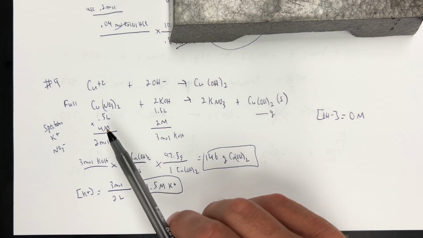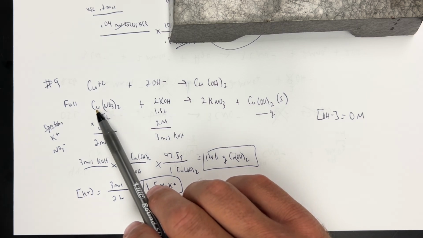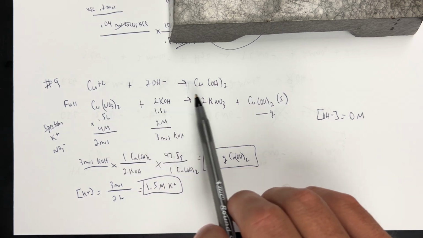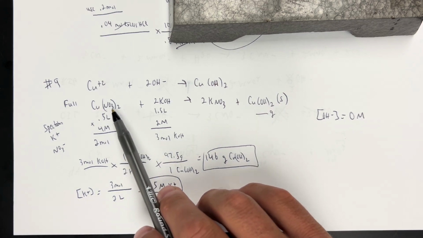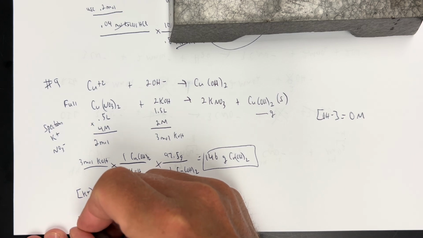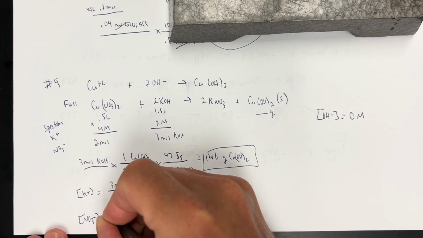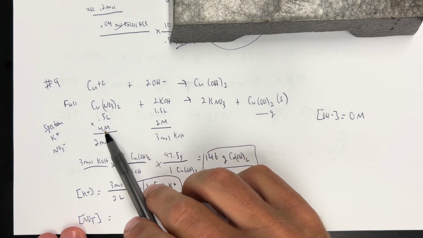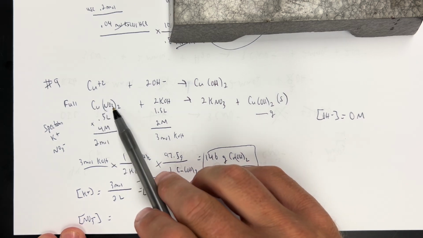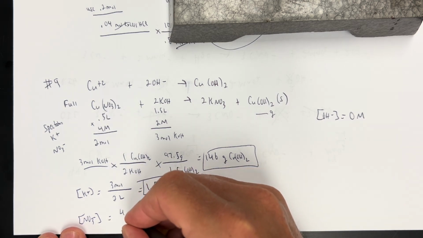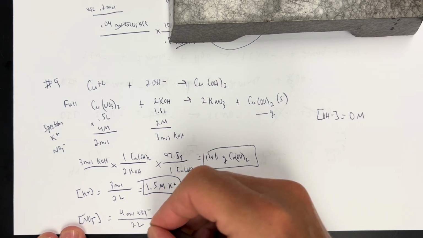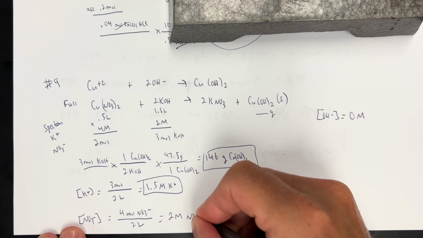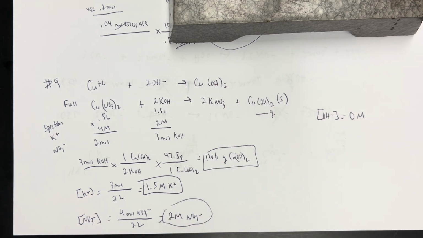Concentration of Cu is going to be a little tougher because some of the Cu went into the precipitate. There's excess Cu still floating around, so let's save that for the end. Concentration of nitrate ions: well, there was 2 moles of this compound, but for every mole of that compound, there's 2 moles of nitrate ions. So there's actually 4 moles of nitrate ions floating around in 2 liters of solution. So that is 2 molar for the nitrate ions.